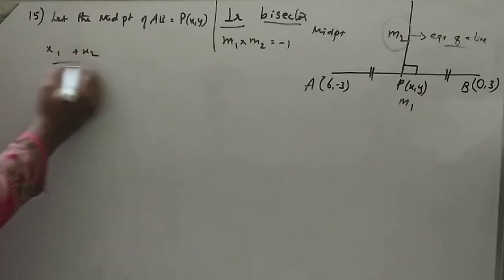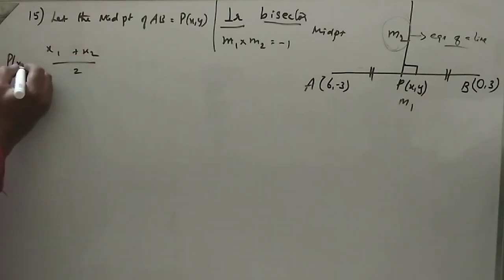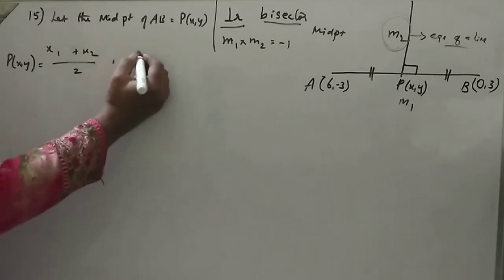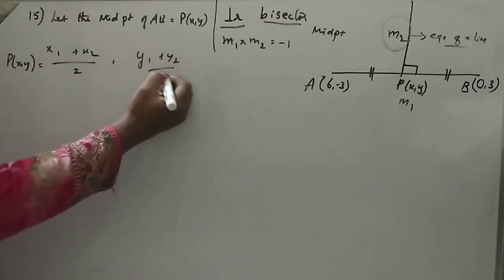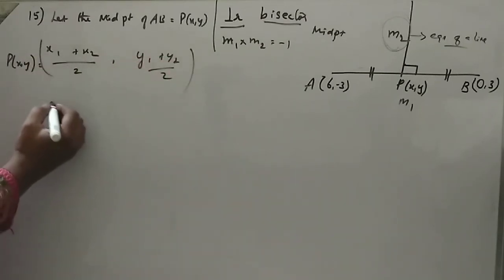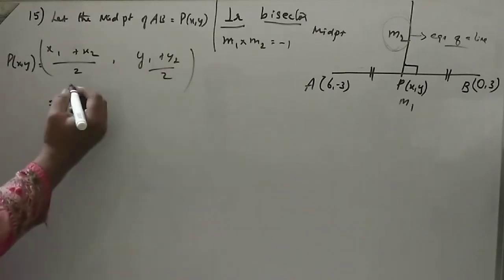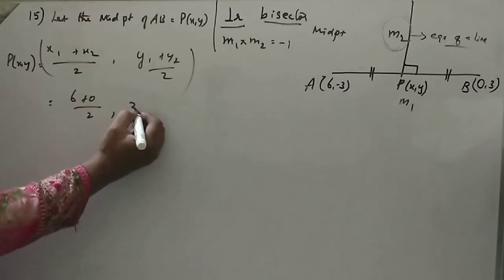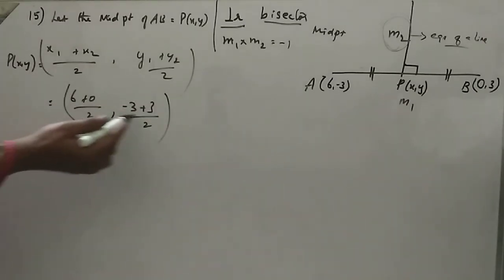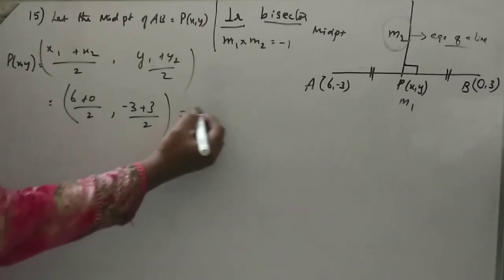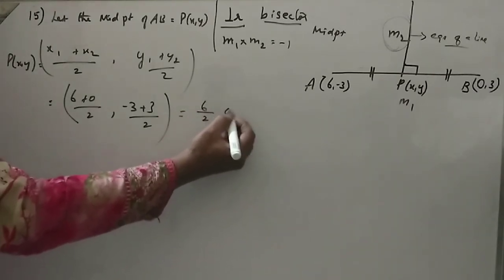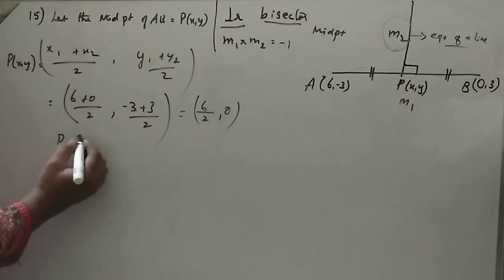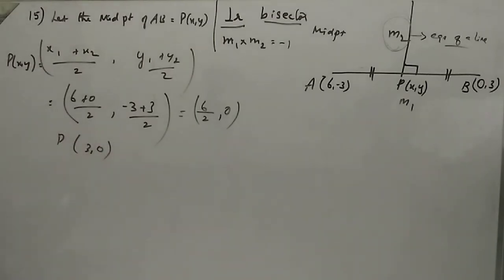X1 plus X2 upon 2 and Y1 plus Y2 upon 2. Then you will write 6 plus 0 upon 2 and minus 3 plus 3 upon 2. So, you will get 6 upon 2 and 0. So, what is P? 3 and 0. Okay, you got the P value 3 and 0.